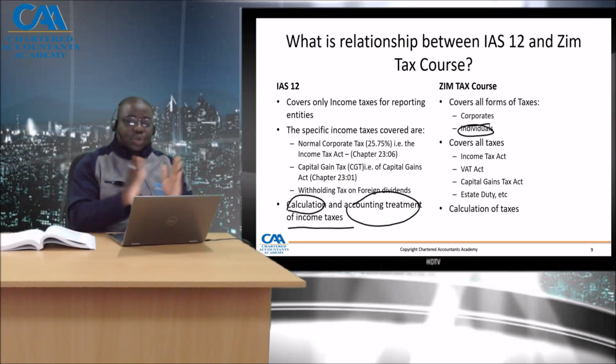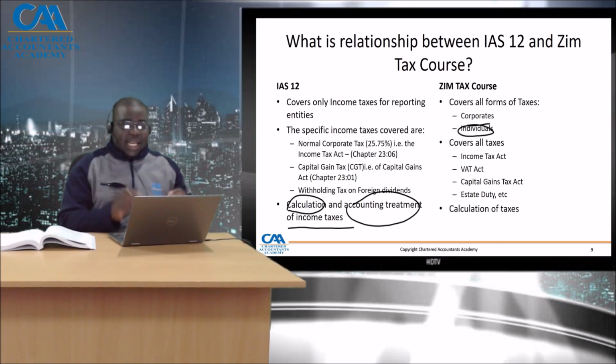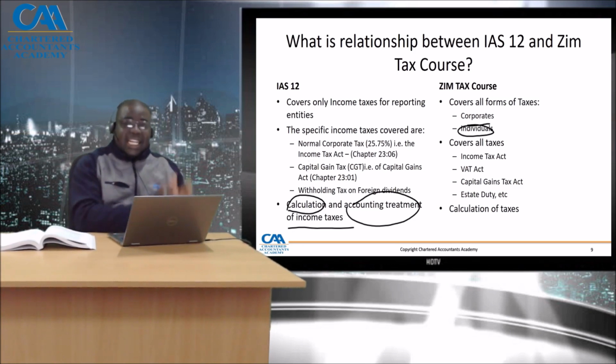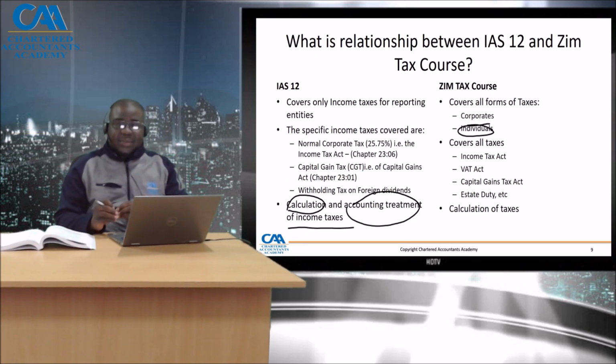And just to show you the difference between IAS 12 income taxes and Zimtex: IAS 12 focuses on income tax for reporting entities, in other words, for an entity, and the accounting treatment for income tax, and we'll call it normal corporate tax, capital gains tax, and withholding taxes. IAS 12 mostly focuses on the calculation and accounting treatment of taxes, both current and deferred tax.